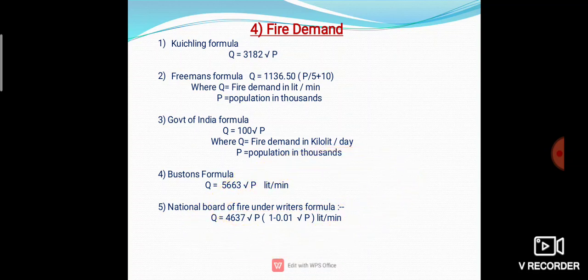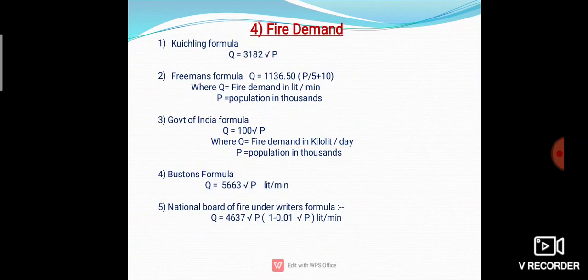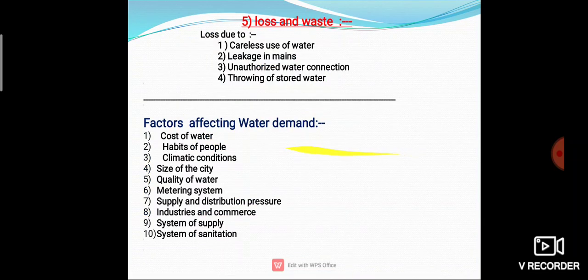Underwriters' formula. So Q is 4637 root P in bracket 1 minus 0.01 root P liters per minute. For all formulas Q is in liters per minute, but only one Q, the Government of India formula, is in kiloliters per day. So population is always measured in thousands.